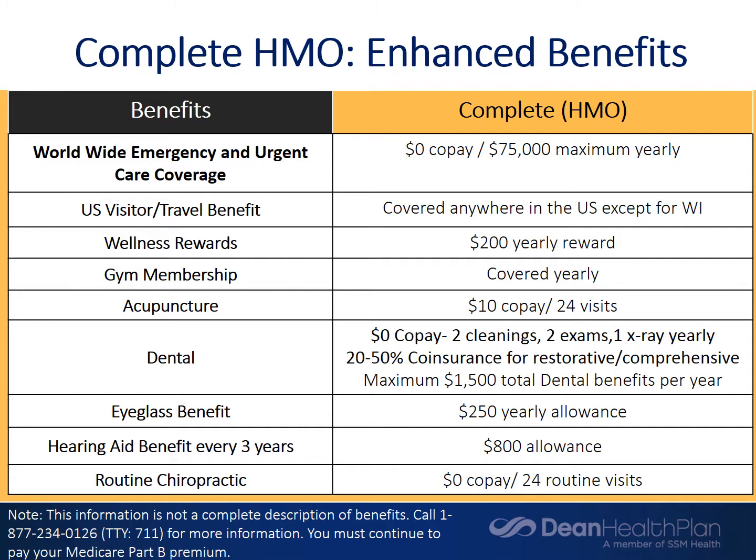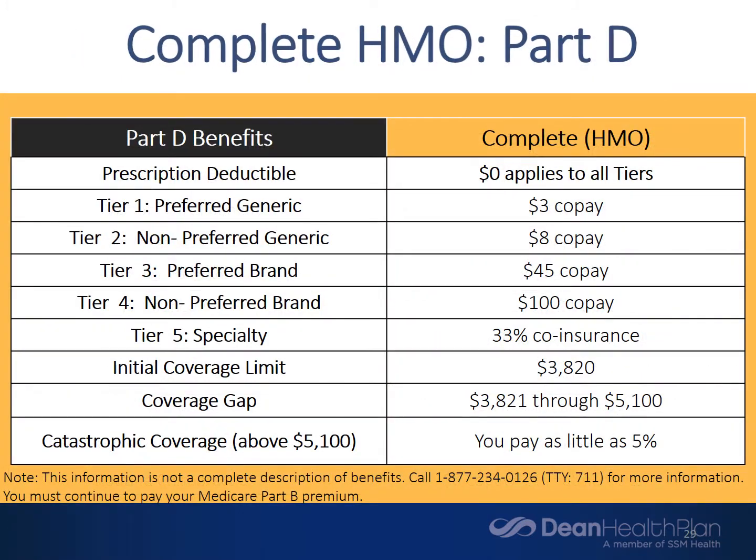$250 eyeglass allowance each year, $800 hearing aid allowance every 3 years, and $0 copay up to 24 routine visits yearly for chiropractic services. On the complete plan, you will have no RX deductible, so you will start out immediately in the copay stage. Tier 1 has a $3 copay, Tier 2 has an $8 copay, Tier 3 has a $45 copay, Tier 4 has a $100 copay, Tier 5 has a 33% coinsurance.